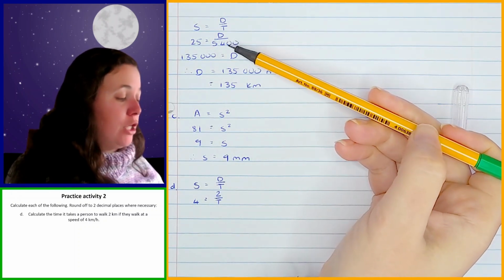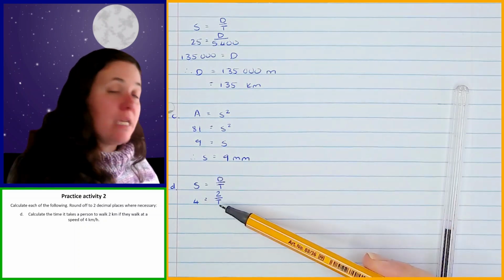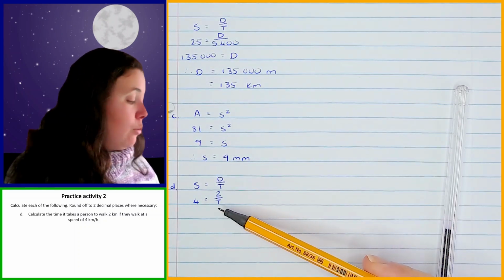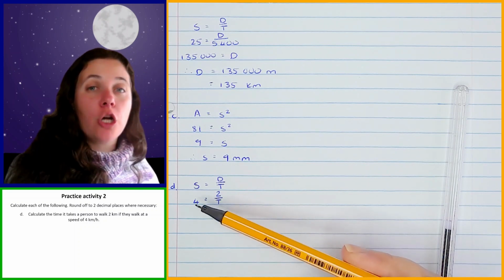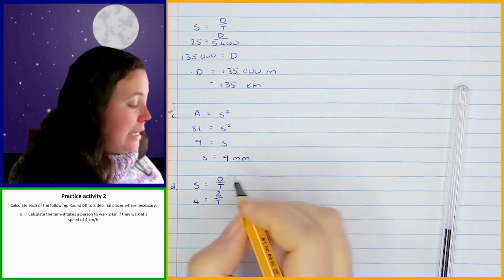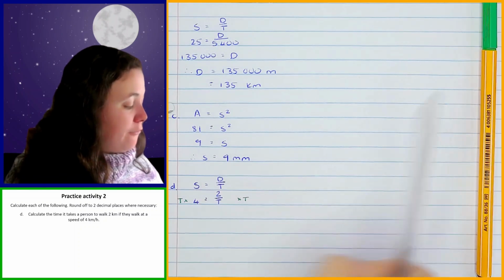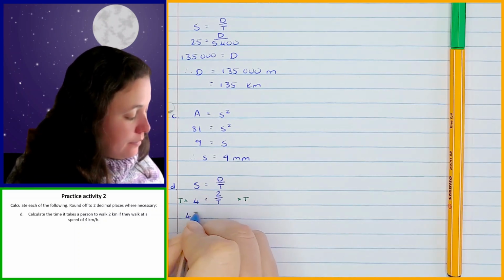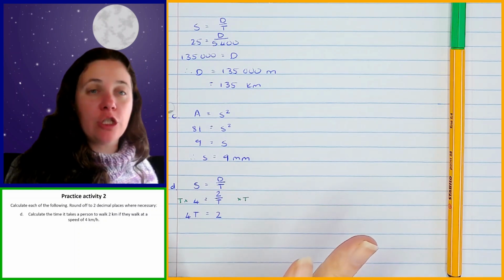I wanted to get rid of the 5,400, so I multiplied by 5,400. I'm going to do that same thing with the t over here. I want to get rid of the t over here so that I can end up with it over there, not in the denominator. So I'm going to multiply by t on both sides of this equation. That gives me 4t equal to 2. Now it looks more like a normal kind of equation that I can work with.